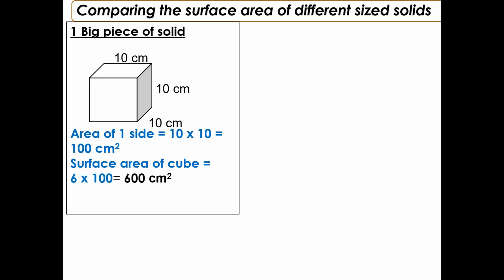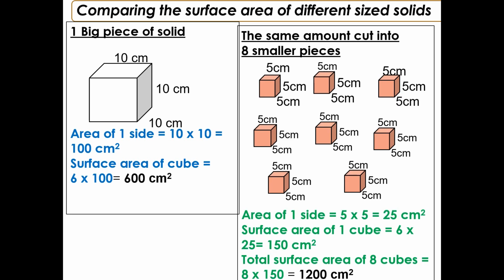First of all, we need to understand what happens to the surface area of an object if it's cut into smaller pieces. So let's first of all imagine one big piece of a solid chemical, and that's a cube that is 10 centimeters by 10 centimeters by 10 centimeters. Well, to work out the total surface area of this one cube, we would find the area of one side, which is 10 by 10, so that's 100 centimeters squared. And then the total surface area of the cube, because it's got 6 sides, would be 6 times 100, which is 600 centimeters squared.